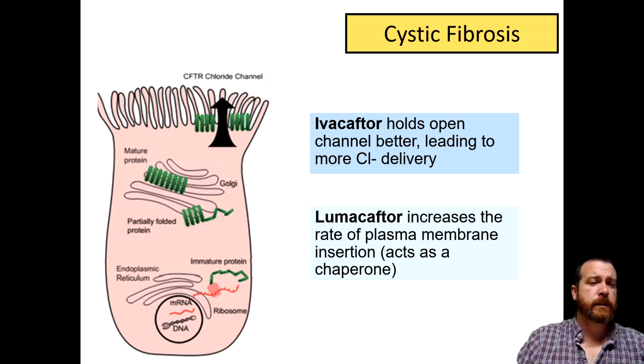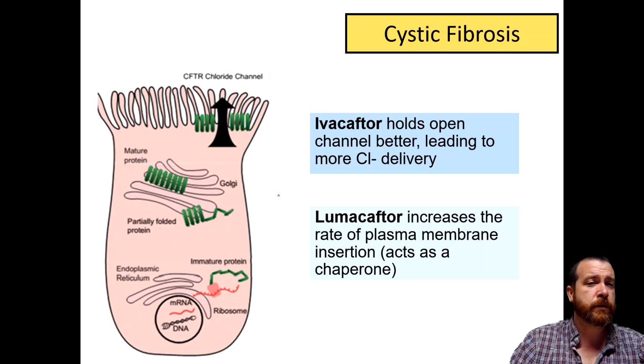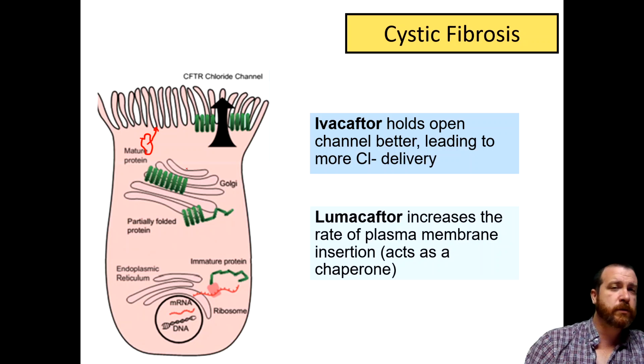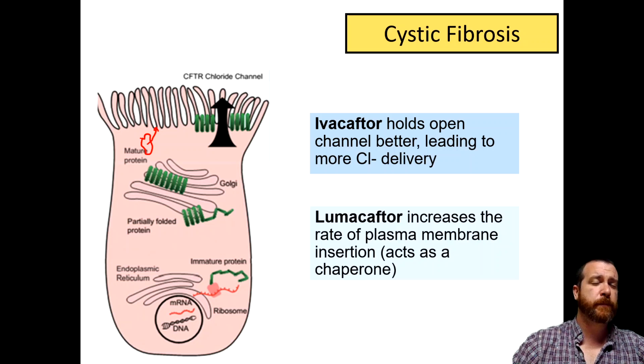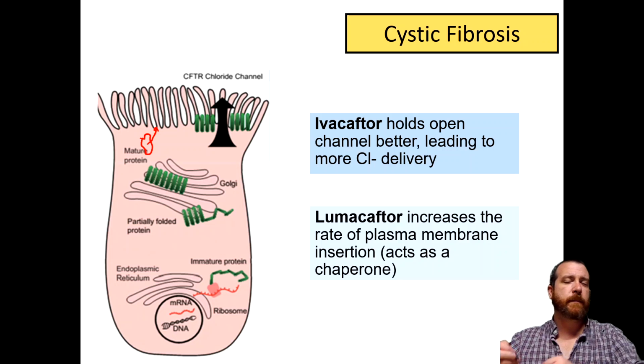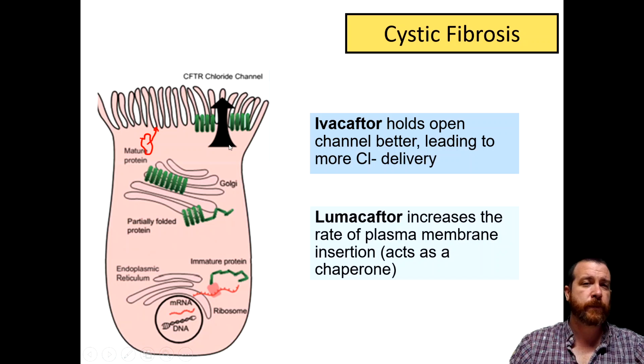The flip side of this is lumacaftor. Lumacaftor is actually going to act as almost like a chaperone or a shepherd, and it's going to help enable more of this chlorine channel to be inserted into the surface. So it's kind of acting like what is supposed to be the function of this CFTR gene, this broken region that's supposed to enable the insertion of this. Lumacaftor is kind of picking up where that mutation has caused a failure point.